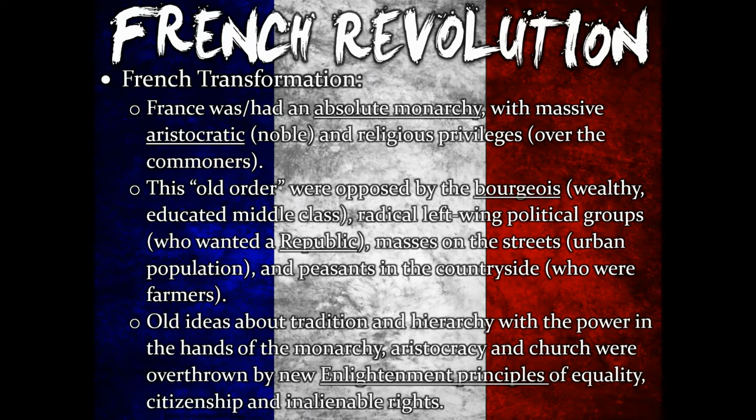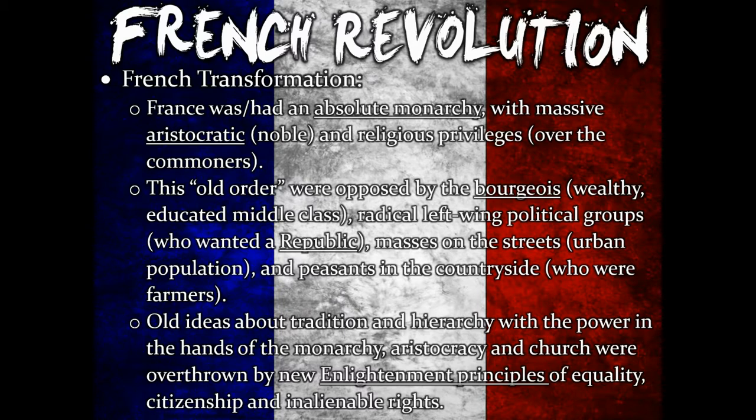So let's talk quickly about French society. To keep things simple, which is what we're trying to do here, there are really two major sides. We have the old order. They're the ones who want to preserve the old ways. They want to maintain the absolute monarchy. They want to maintain the privileges of the church and the aristocracy, that being the nobility.